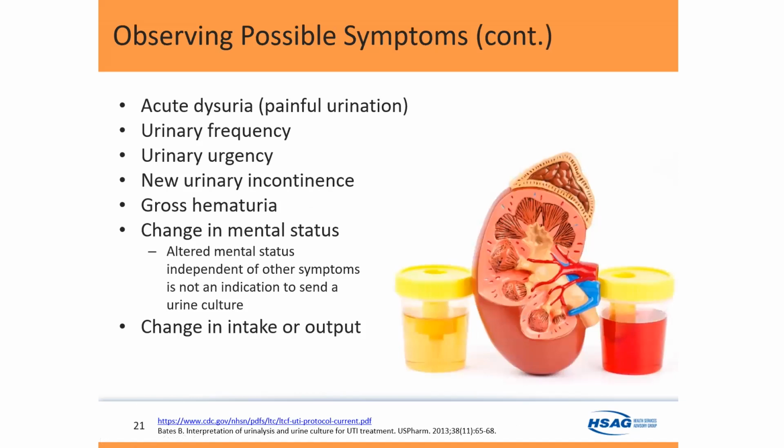So other symptoms you may see include painful urination or dysuria, new urinary frequency, urgency, or incontinence, gross hematuria. In other words, you'll be able to see blood in the urine. And remember, if that resident has a catheter, we want to make sure the staff is looking at the urine and the tubing for the color, not the accumulated urine in the collection bag. The resident may also have a change in mental status, again keeping in mind that altered mental status alone is not an indication to send a urine culture. And last, there may be a change in the intake or output. Next slide.